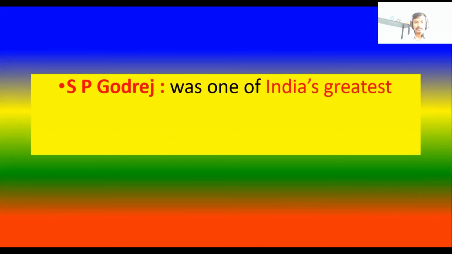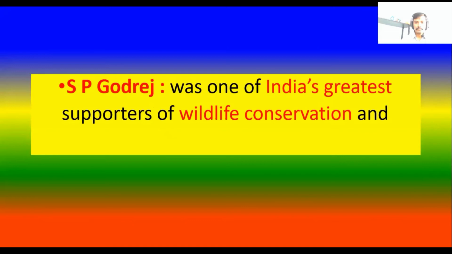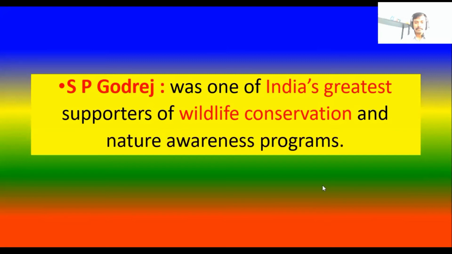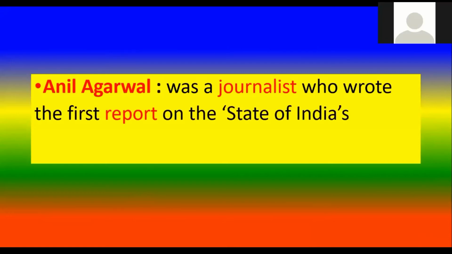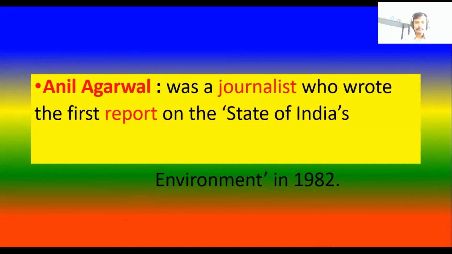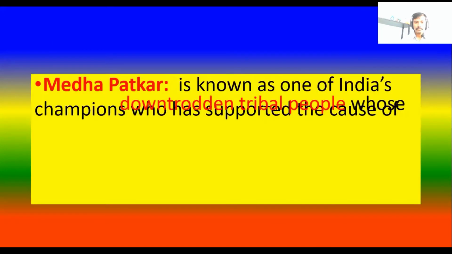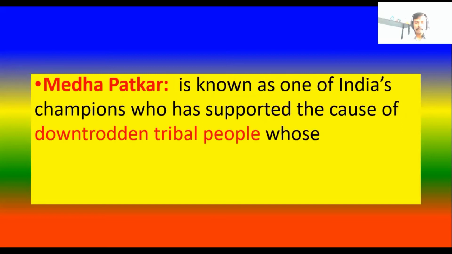Then S.B. Coleridge, India's greatest wildlife conservation and organized various nature awareness program, mainly production, environmental friendly. Then Anil Agarwal, journalist. Then Mehab Badkar is a well-known activist. They working for tribal people.